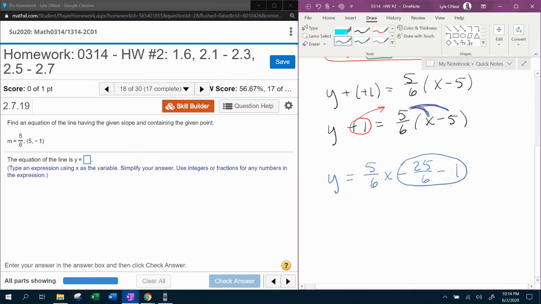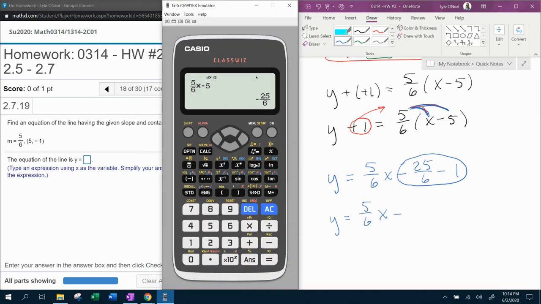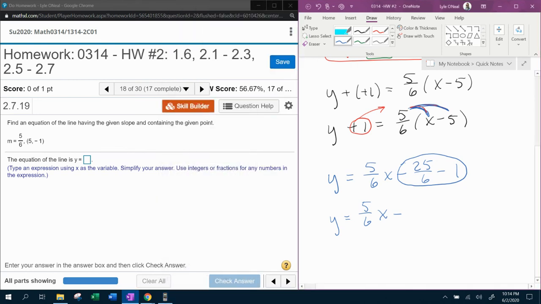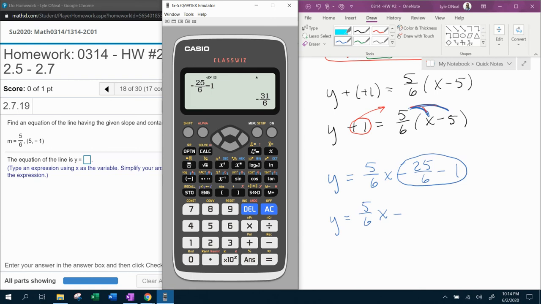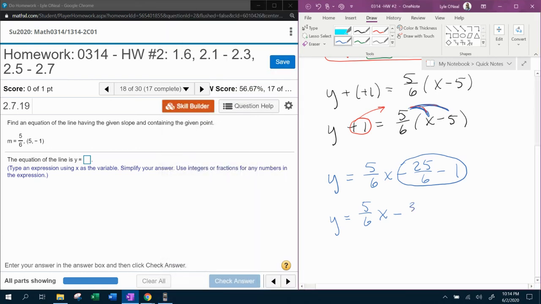Now we're going to have to combine like terms, which means we're going to have to add a fraction with a whole number. And again, that means calculator time. So we have negative 25/6 minus 1. And the calculator does a fantastic job of adding and subtracting fractions and mixed numbers, okay? So what was that again? That was negative 31/6. And there is our answer in slope-intercept form.